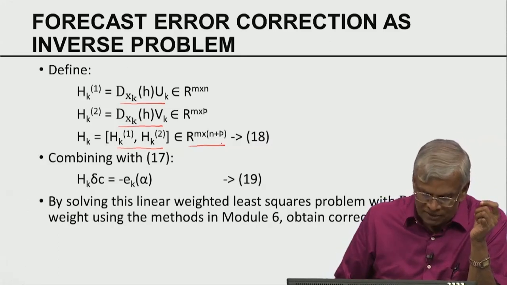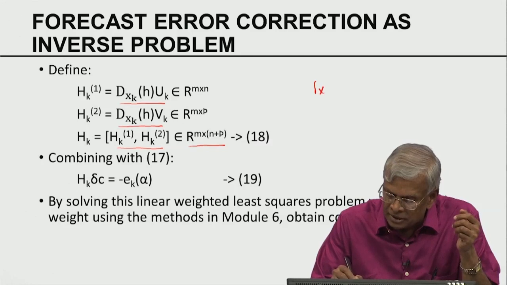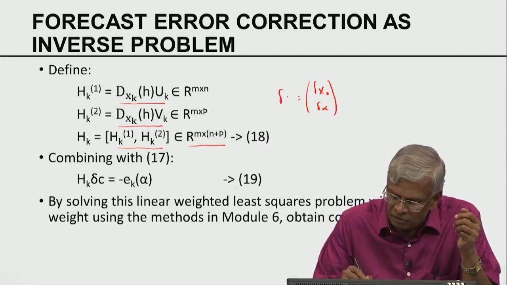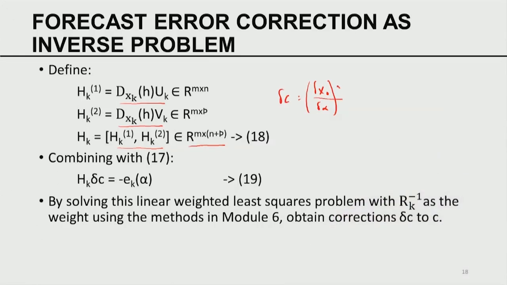So, combining this with 17, please recall, delta x naught and delta alpha is the vector delta c. This is of size n, this is of size p. So, the whole thing belongs to R n plus p. Therefore, by solving this linear weighted least square problem with RK inverse as the weight, using the methods that we have already discussed, I do not think the module 6 is correct, I will correct that, obtain the correction delta c, and I can then compute delta c by this solution. That is the whole idea of the forward sensitivity method. Now, you can see how the forward sensitivity method gets into the matrix hk on the left hand side of 19.